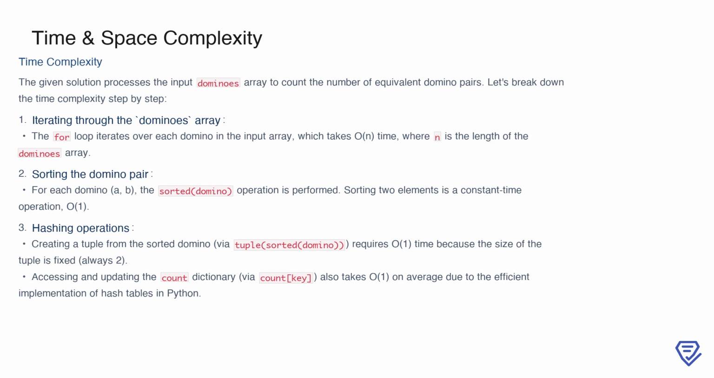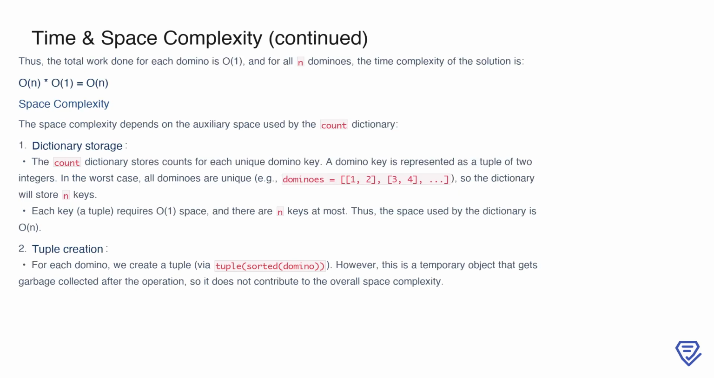Finally, we use this tuple as a key in a dictionary to update its count. Accessing and updating elements in a dictionary is an average O(1) operation, thanks to the efficiency of Python's hash table implementation. Combining these steps, the work done for each domino involves only constant time operations, apart from the initial loop, which scales linearly with n. Since each domino requires O(1) operations, and there are n dominoes in total, the overall time complexity becomes O(n * 1), which simplifies to O(n). Now, let's discuss the space complexity.